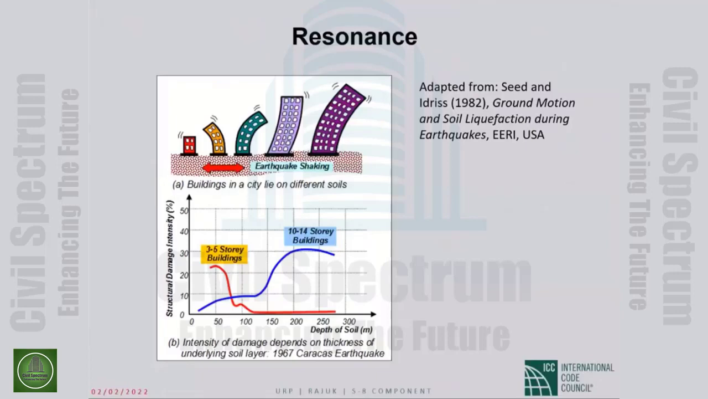Now, another aspect of the same thing, another look maybe at what we are talking about. The top caption is saying, buildings in a city lie on different soils. That is true. Now, what is plotted down here is the structural damage intensity versus depth of soil. What damage intensity is kind of immaterial. Let us think in terms of damage potential.